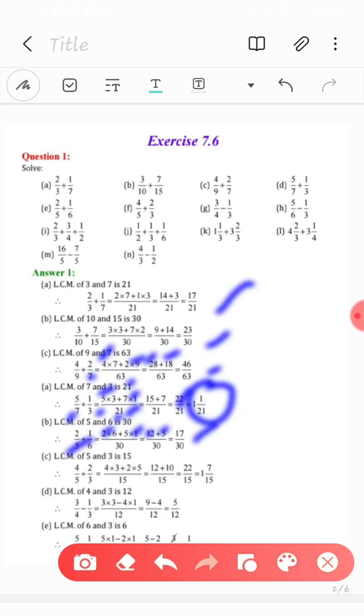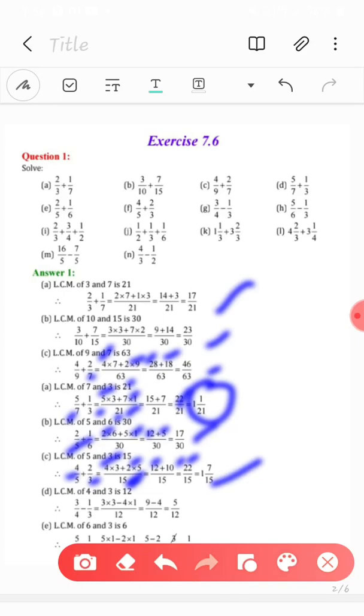Then 4 by 5 plus 2 by 3 is there. So the LCM of 5 and 3 is 15. So 15 divided by 5 is 3. 3 into 4. 15 divided by 3 is 5. So 5 into 2. So 4 into 3 is 12. 5 into 2 is 10. So 12 plus 10, 22 by 15. Since it is an improper fraction, we are converting it into a mixed fraction.